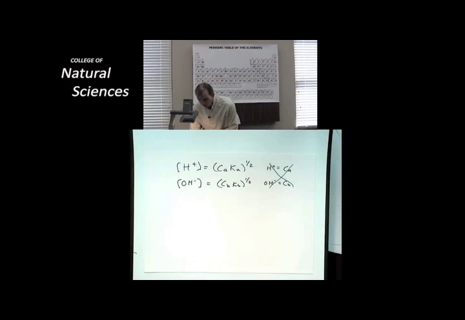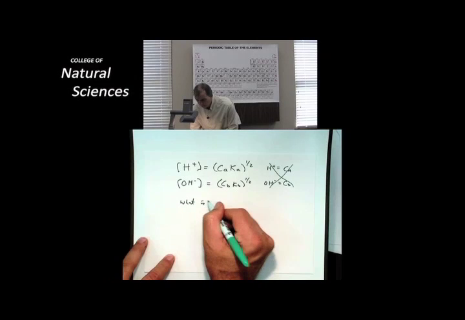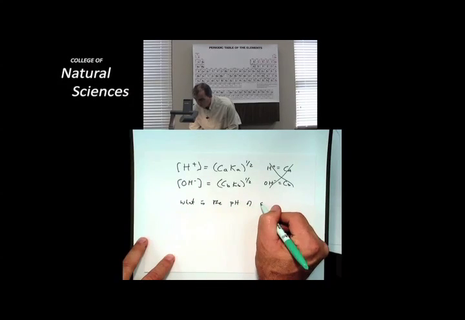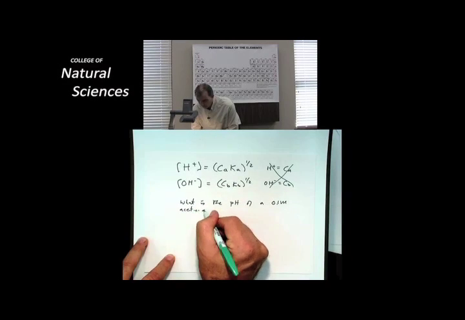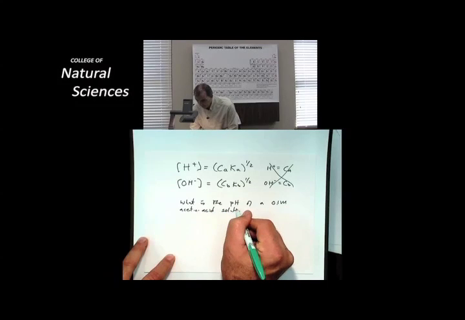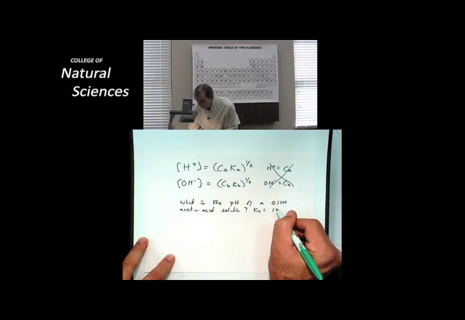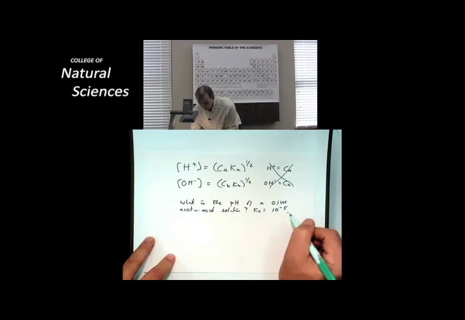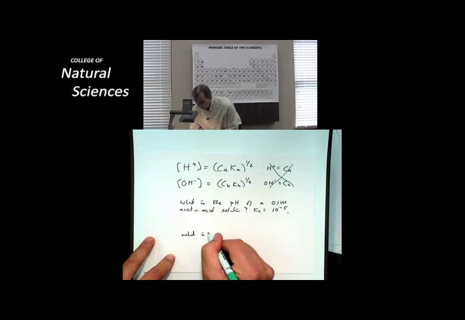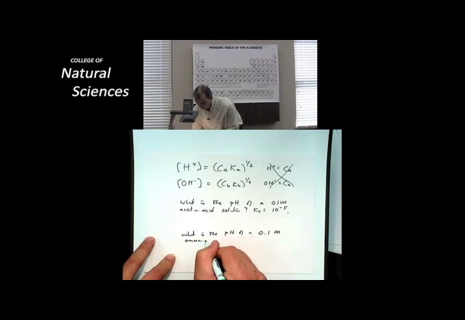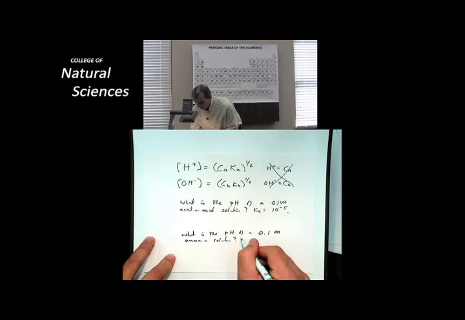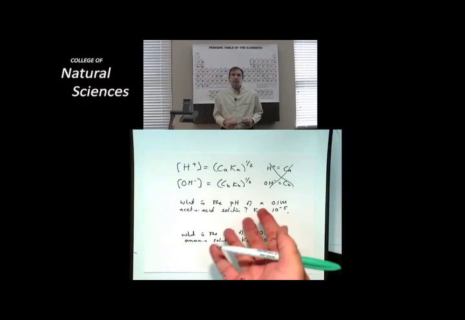What is the pH of a 0.1 molar acetic acid solution? Ka is equal to 10 to the minus 5. What is the pH of a 0.1 molar ammonia solution? Kb is equal to 10 to the minus 5. There we go. Let's work our way through.